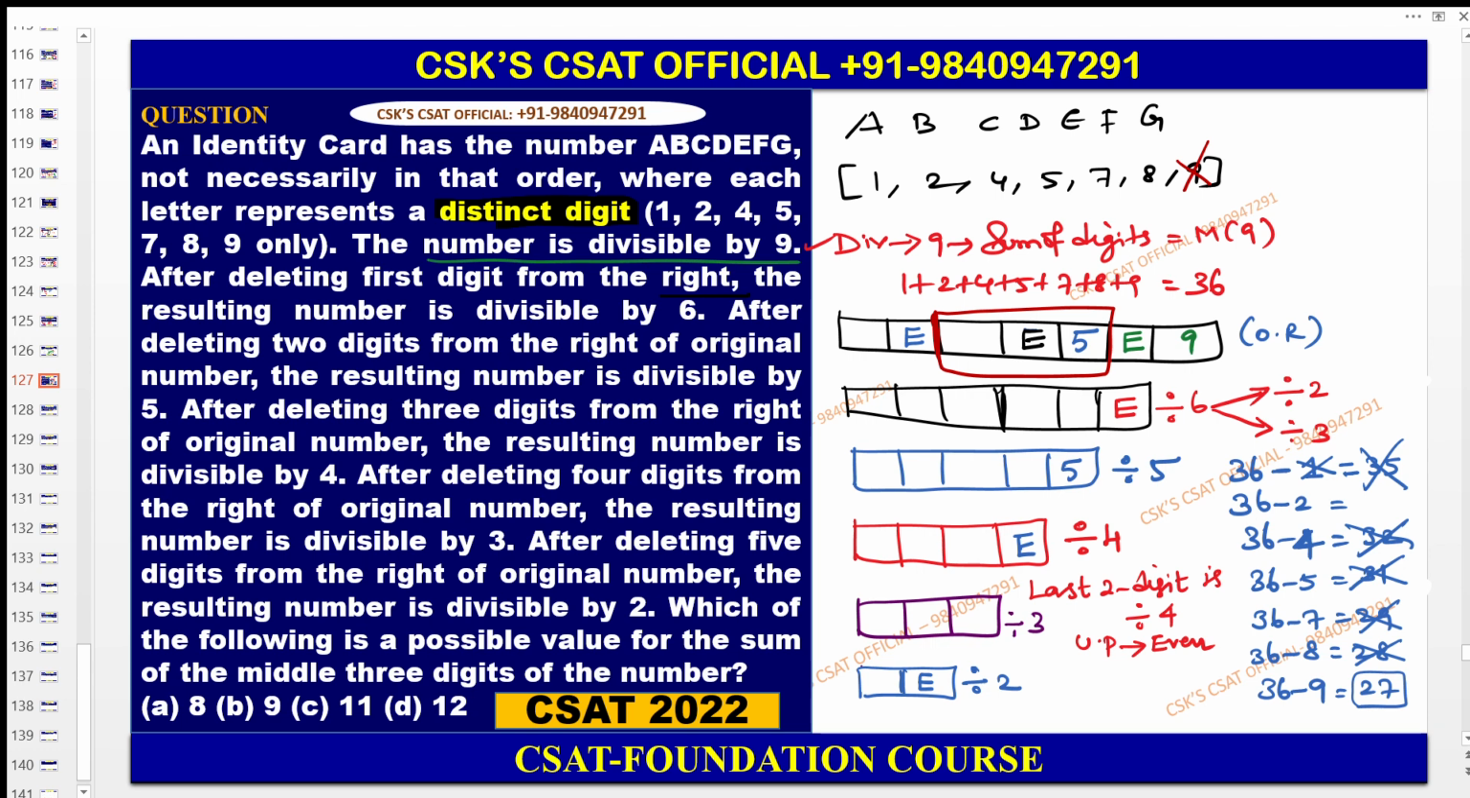Leave that one. Suppose, listen carefully. Here, if I am assigning 8 here, what will happen? Since the question here is the sum of the middle 3 digits, if I am assigning 8 here, then 8 plus 5 itself is 13. It crosses all the options 8, 9, 11, 12. It crosses all the options. So therefore 8 can't be. So therefore leave that 8 here.